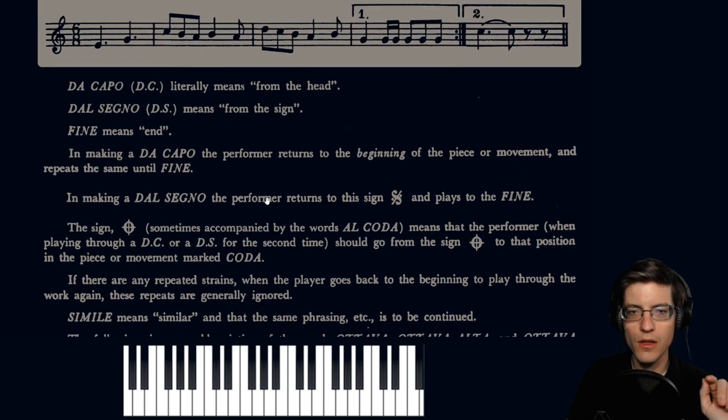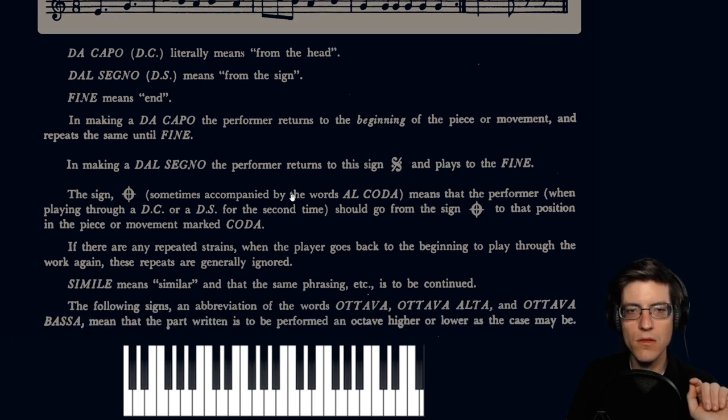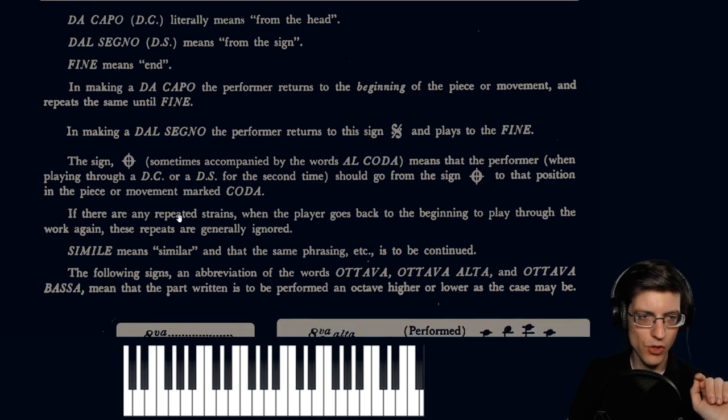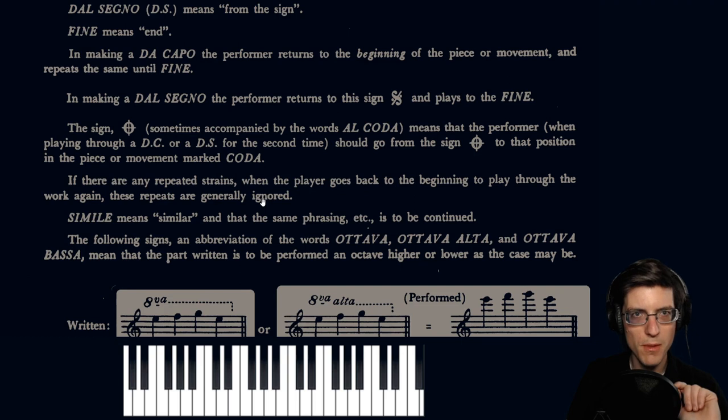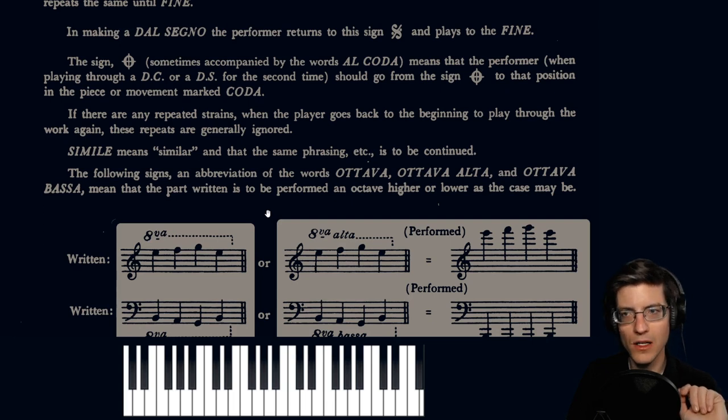In making a da capo, the performer returns to the beginning of the piece or movement and repeats the same until fine. So whatever is marked as fine, that's where you go to. In making a dal seno, the performer returns to this sign and plays to the fine. The sign, this circle with a cross through it, sometimes accompanied by the words al coda, means that the performer, when playing through a da capo or dal seno for the second time, should go from the sign to that position in the piece or movement marked coda. If there are any repeated strains, when the player goes back to the beginning to play through the work again, these repeats are generally ignored.